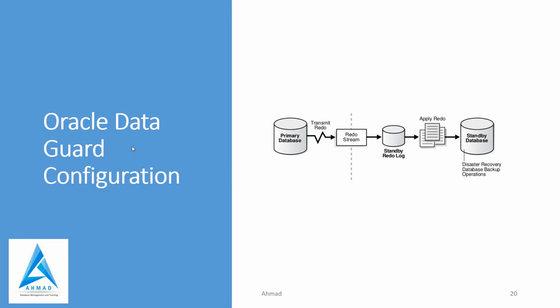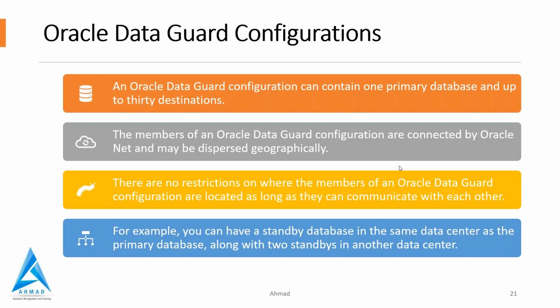Now come to how an Oracle Data Guard configuration happens. In that, one primary database is there, and then a standby database is there. Redo will transfer. First it will be stored in the standby redo log if you configure it, and then it will apply the redo on the standby database, and that is for disaster recovery, and you can use it for database backup operations. So what is an Oracle Data Guard configuration?